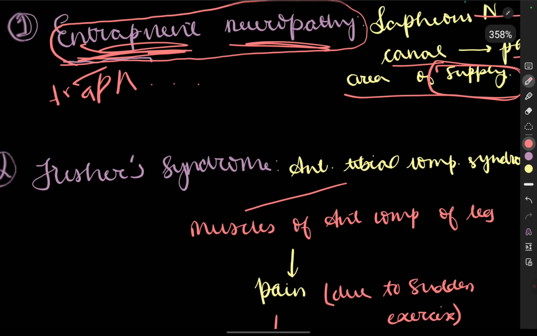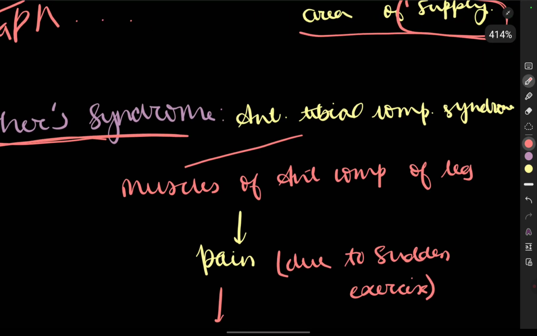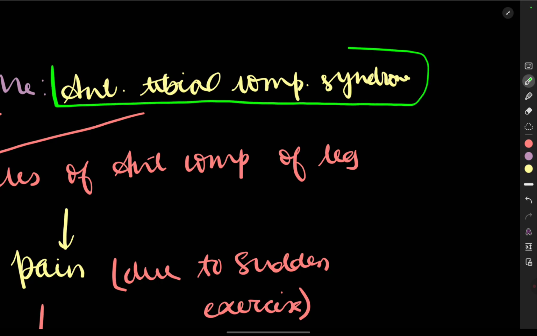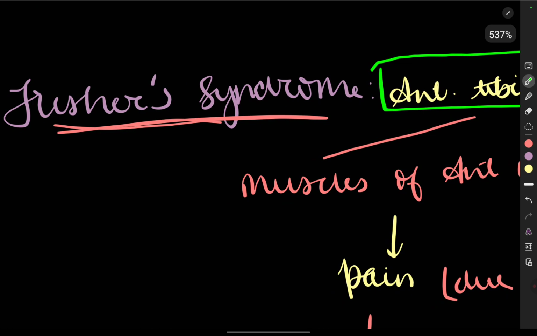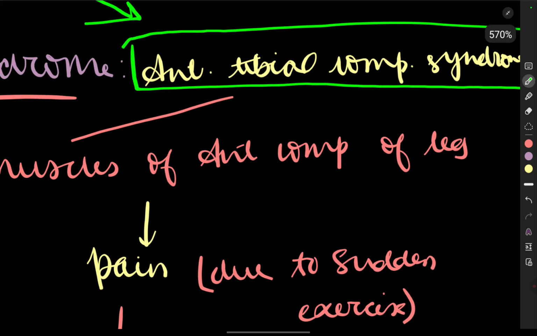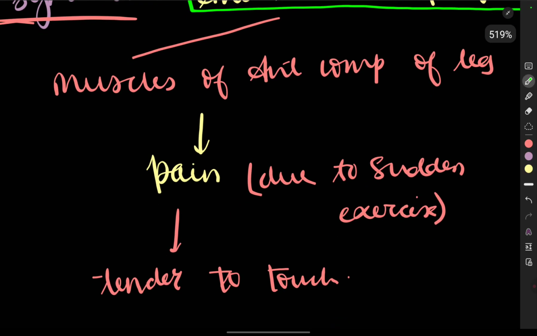Now, Fresher syndrome. What is Fresher syndrome? It is also called the anterior tibial compartment syndrome. How do you remember this? Just remember that freshers, whenever you join college or university, you'll be given a freshers party. Just remember the students take entry from the anterior gate and not the posterior gate. So it is the anterior syndrome. I know it doesn't make sense, but still just remember it.